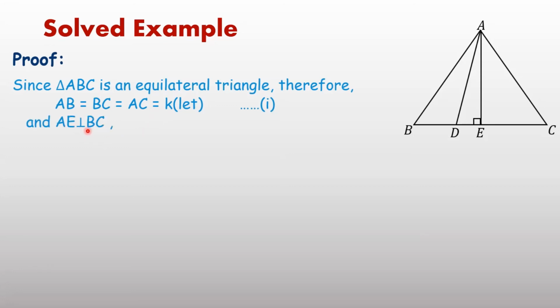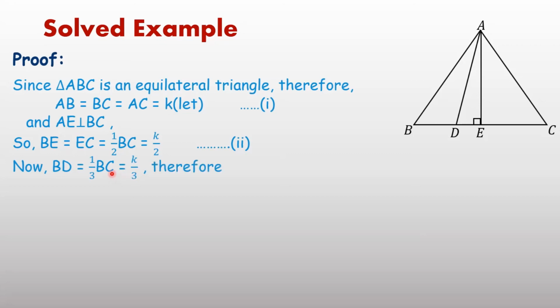Second part, AE is perpendicular to BC and it is an equilateral triangle. Therefore, we can write E is the midpoint of BC, which means BE equals EC equals 1 by 2 BC, equal to K by 2, because the measurement of the sides is taken as K. Question second. Since BD equals 1 by 3 BC, we can write it as K by 3.